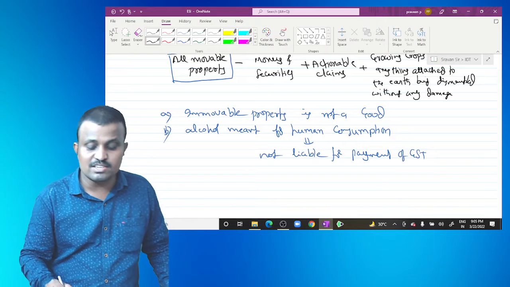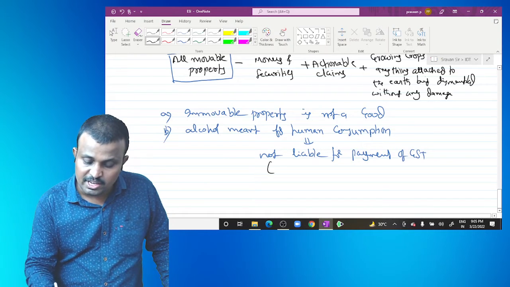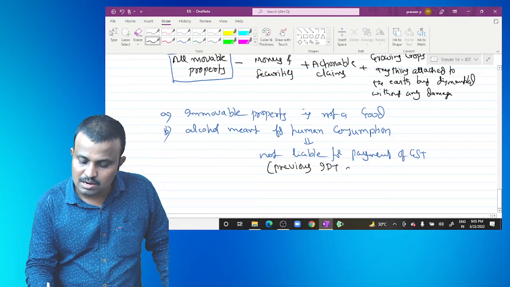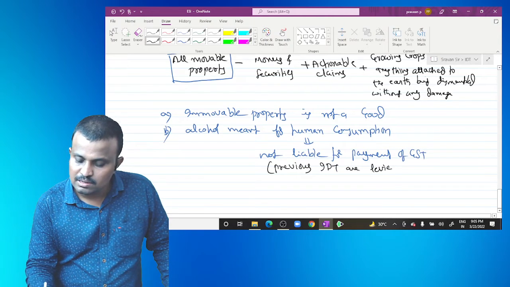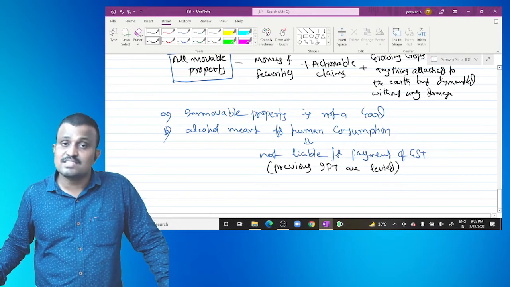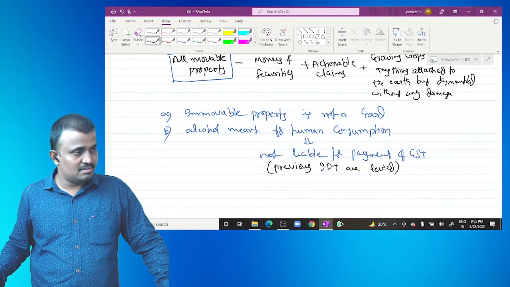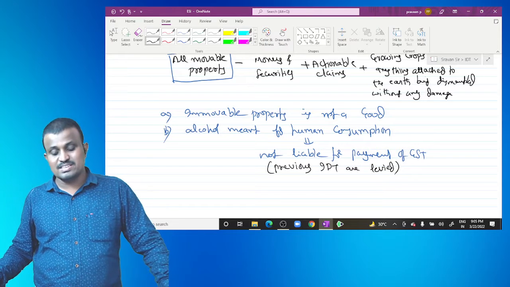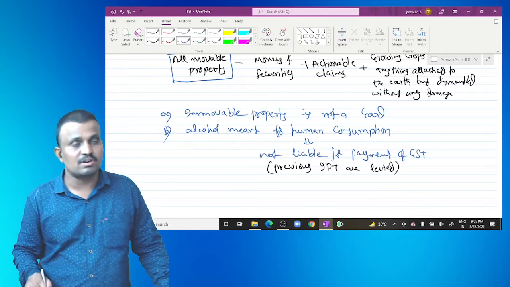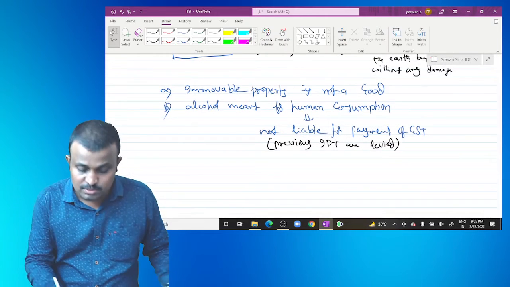So which taxes are imposed here? The previous indirect taxes are levied on alcohol meant for human consumption. Previous indirect taxes means state excise duty, VAT, CST, and service tax. These are all imposed on alcohol meant for human consumption.